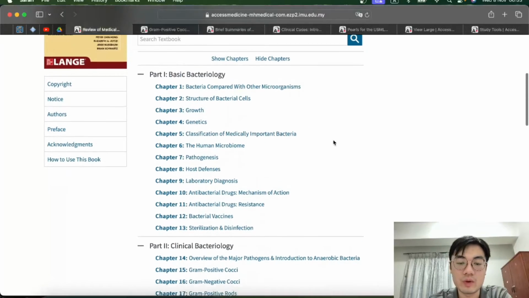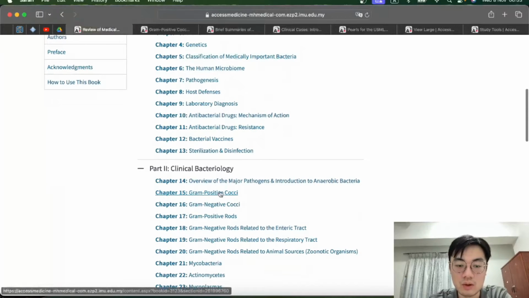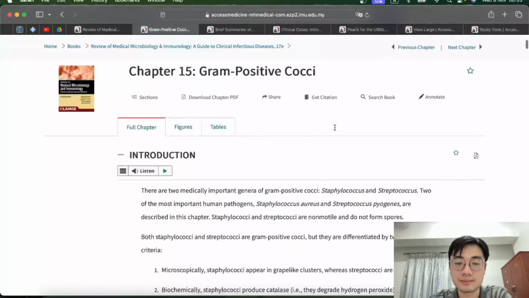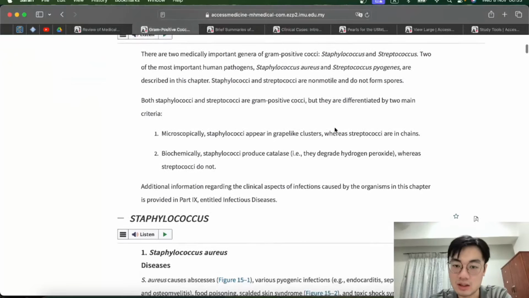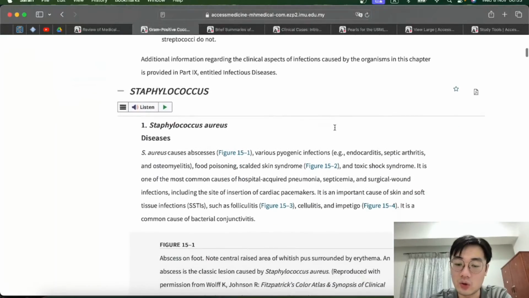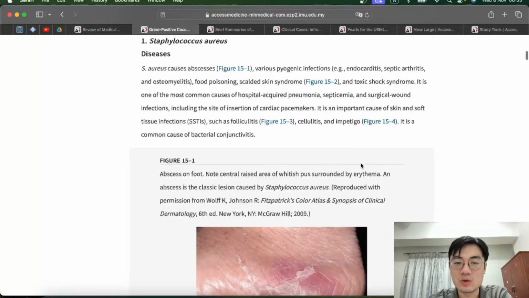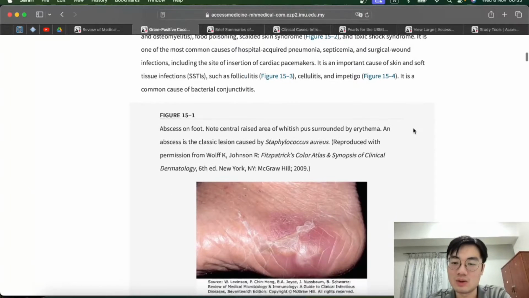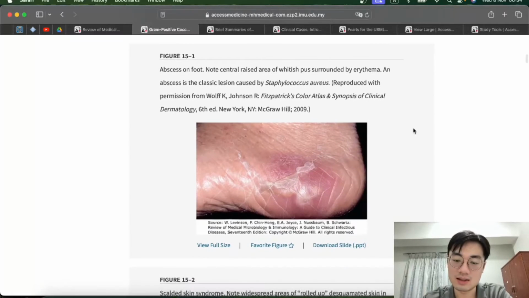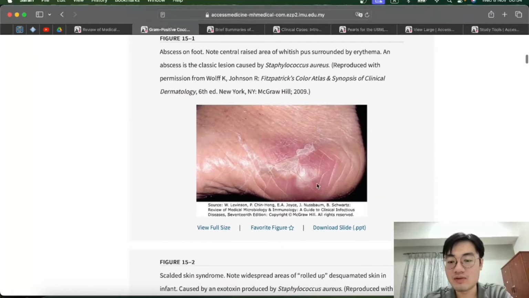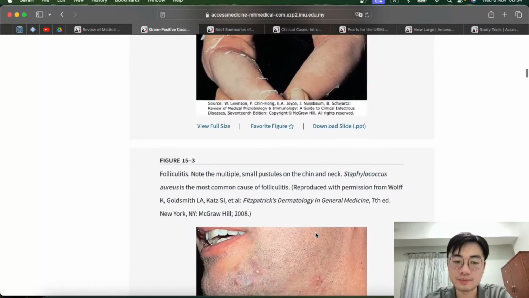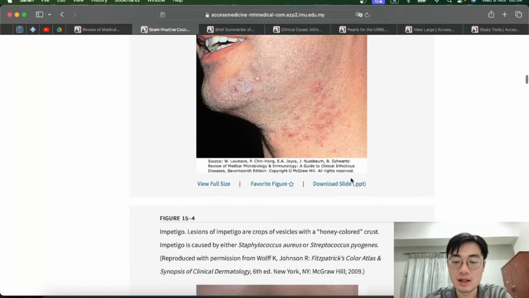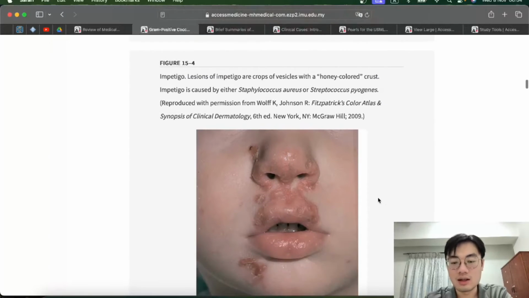So we can go into one of the sub-chapters. So I chose gram-positive cocci, and when you click on this, it will bring you to this page here. So as we know, the most common gram-positive cocci is of course Staphylococcus aureus, and here it shows you all the diseases that it can cause with pictures of how it looks. So it's easy for us to visualize what the condition is. So for example here, foot abscesses, scalded skin syndrome, folliculitis, all of this, and the pictures are also very clear.